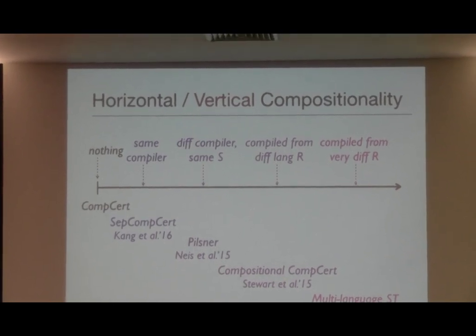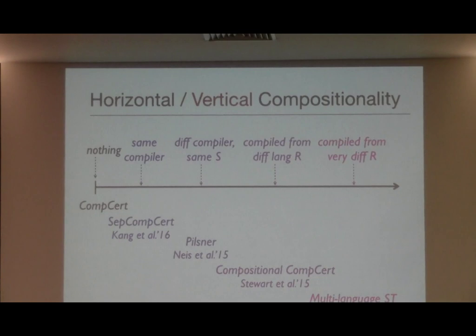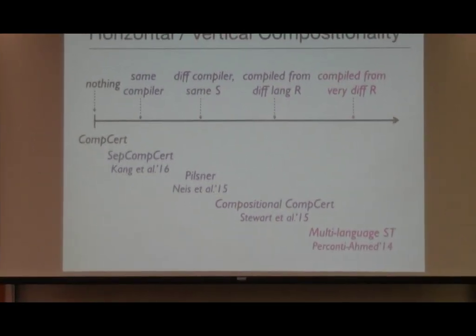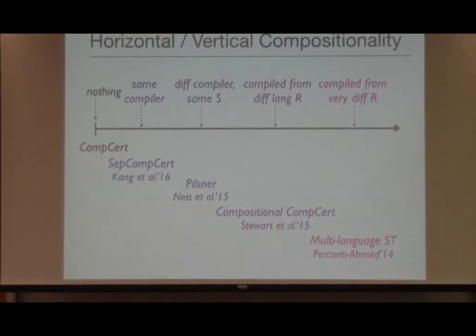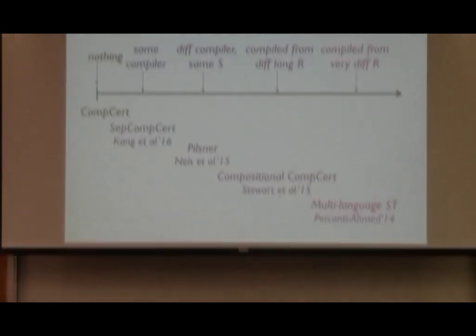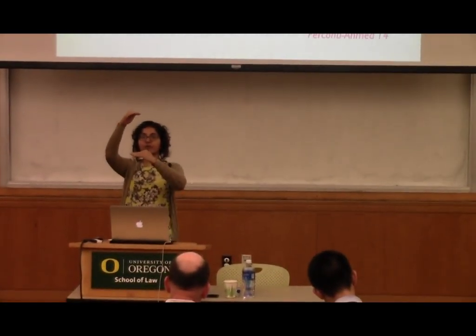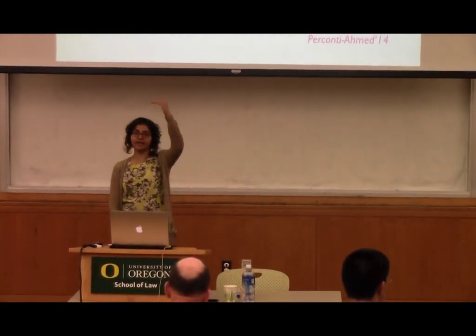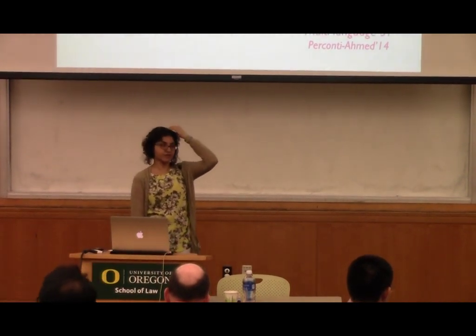So I've been talking about compositional compiler correctness. I've been talking about how we want to be able to link with lots of code, right? And that's the horizontal compositionality dimension. What can we link with? The vertical compositionality dimension is, can we verify one pass of the compiler at a time and then get an end-to-end compiler correctness theorem? Okay, that's vertical compositionality. Now what I want to talk about is the fact that horizontal and vertical compositionality are really at odds. They pull you in different directions.